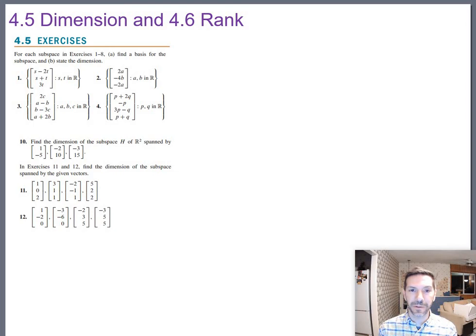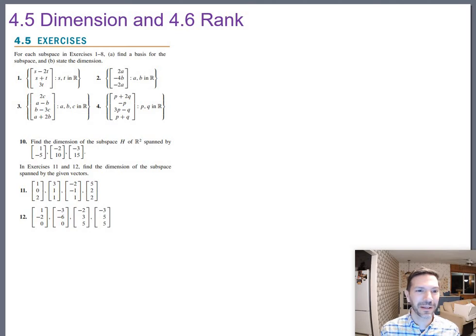Let's take a look at a few examples from the homework on 4.5 and 4.6. Keep in mind that, especially in 4.5, not everything's about column space, null space, row space. It could be any old vector space. All vector spaces have dimensions. So one of the things they do in 4.5 is describe vector spaces any old way they can think of.